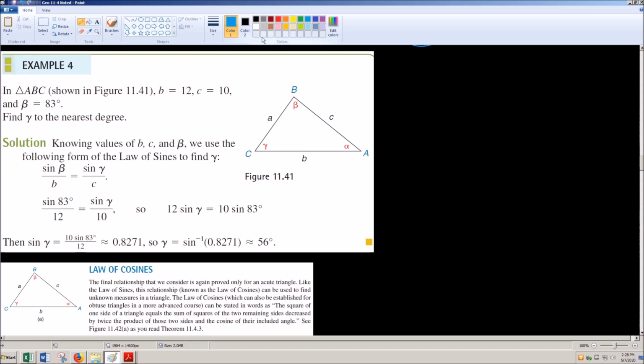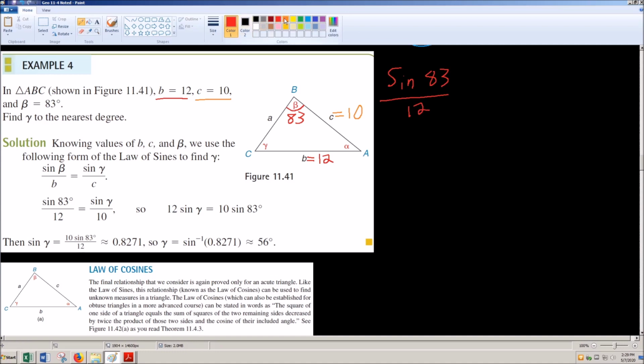Look at example 4 here. So let's label these things. B is going to equal 12. We're going to say C is 10. And we've got beta is 83. So the reason I'm doing this beta angle in red and this side opposite is because those are going to correspond together. So here we're going to set this up as sine of 83 over 12.